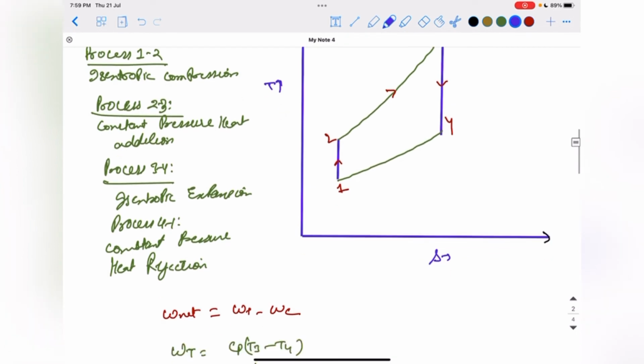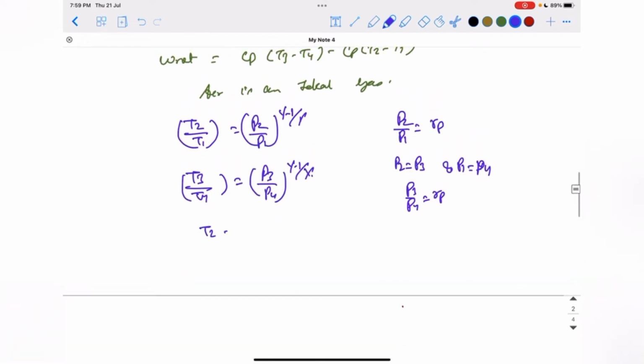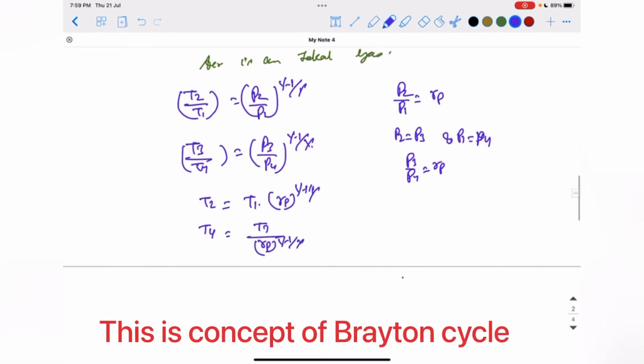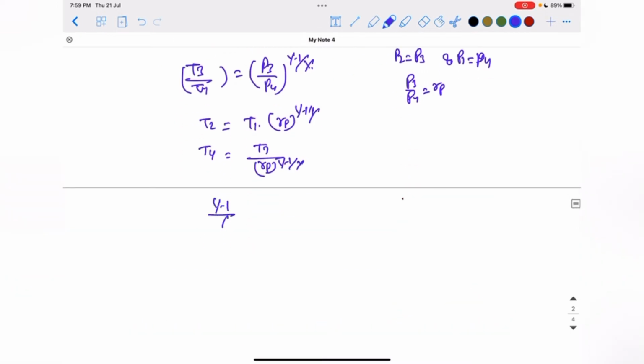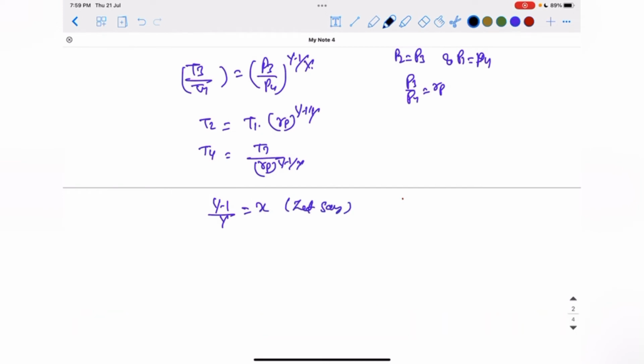for process 3 to 4, equal to (P3 by P4) to the power (gamma minus 1) by gamma. So I can write T2 as T1 into Rp to the power (gamma minus 1) by gamma, and T4 as T3 upon Rp to the power (gamma minus 1) by gamma. Now gamma is a constant, so let's say (gamma minus 1) by gamma is equal to x. Since gamma is constant, x is also a constant. So I can write T2 is equal to T1 into Rp to the power x. Similarly, T4 is equal to T3 upon Rp to the power x.